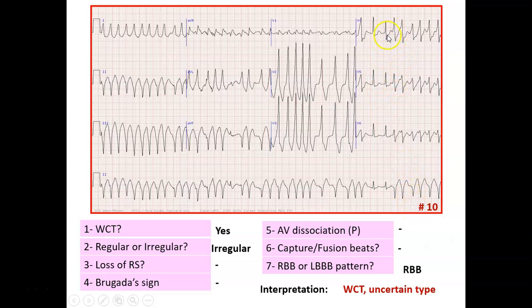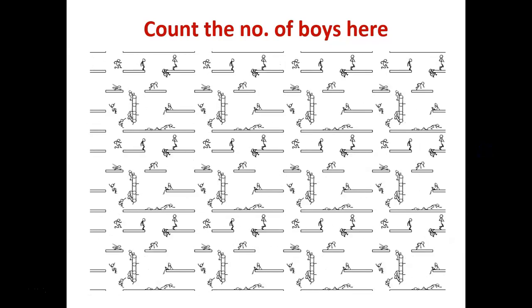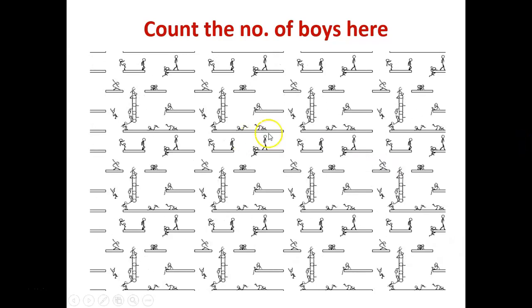Okay, so maybe capture beat, or maybe this is a P wave with a short PR interval and slurring of the delta wave. So this is maybe WPW syndrome, which is causing this wide complex tachycardia. So this is really an uncertain type. So wide complex tachycardia is the same as counting the number of boys here.